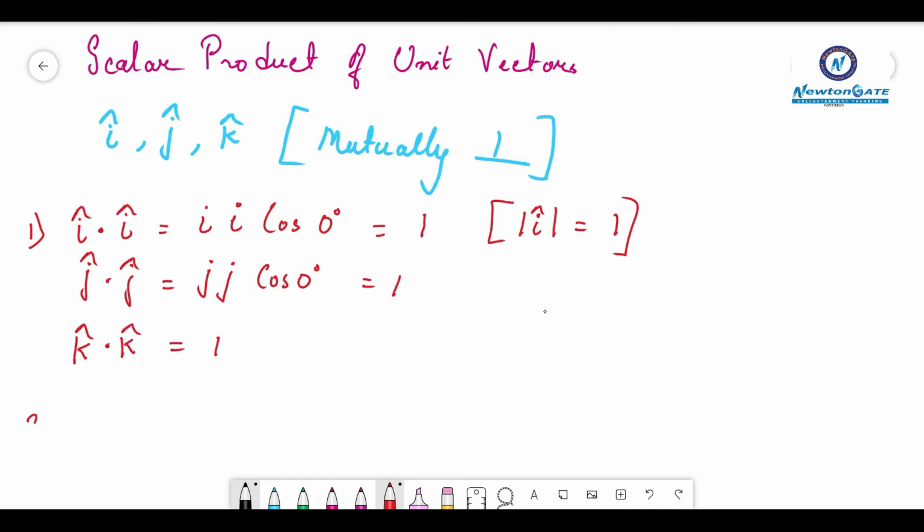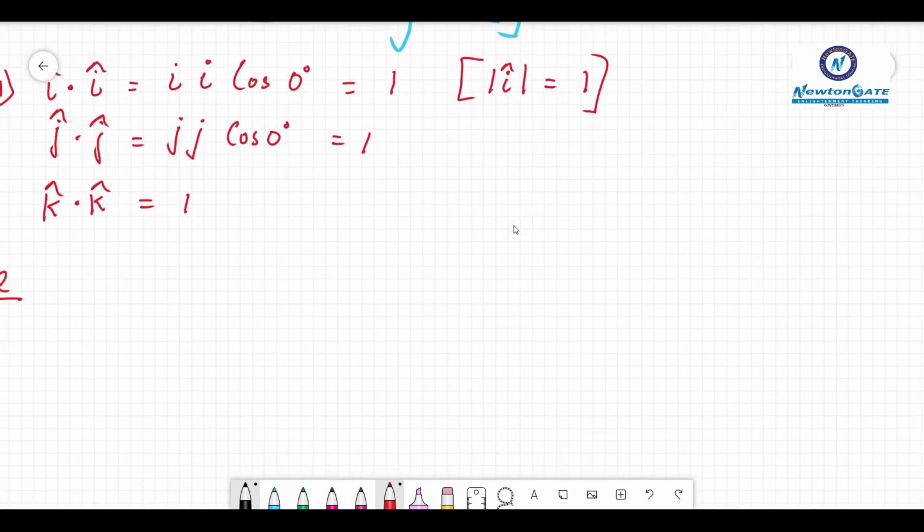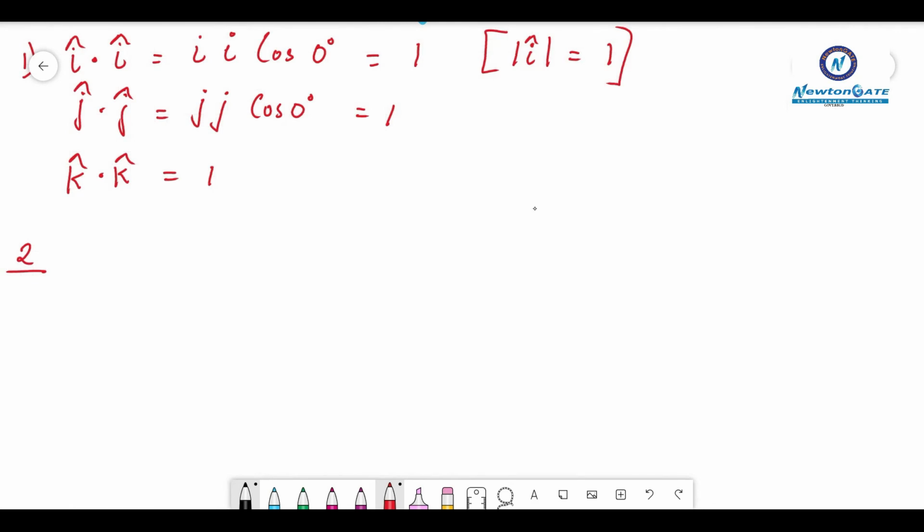Now, the second type is if I multiply i with any other vector. Let's say i dot j, that is equal to i into j into cos theta. What will be the value of theta? 90 degree, right? Why 90? Because again they are mutually perpendicular to each other. So what will it be? It will be 0.